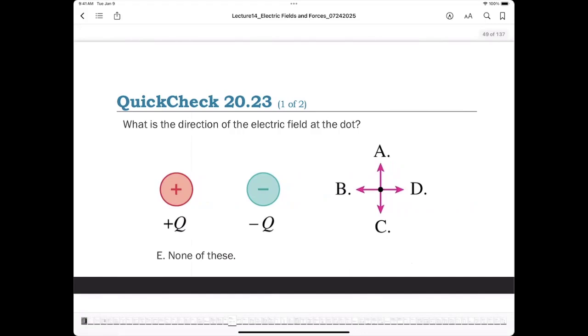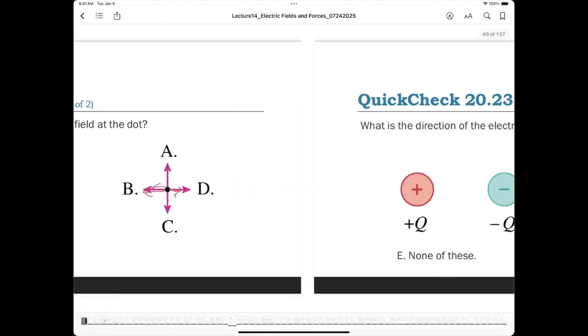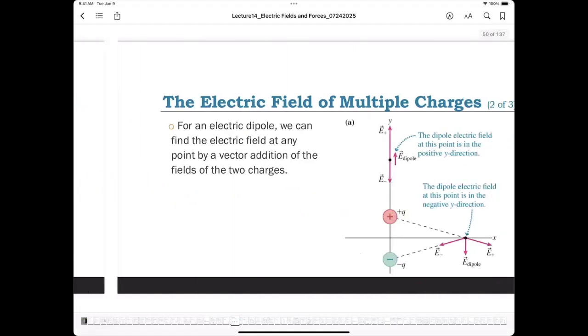What is the direction of the electric field at the dot? You can see here, at this dot, for the negative, it should be inward, and for the positive, it should be outward. But the positive is further, so this one is smaller. So the total will be toward the negative. So B should be the right answer. Yes, B is the right answer.